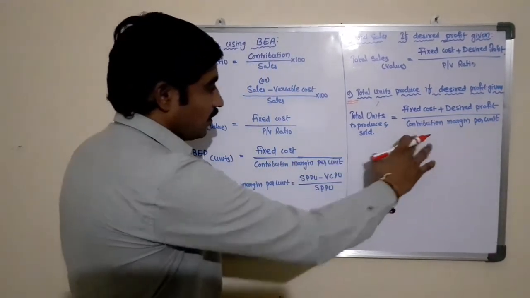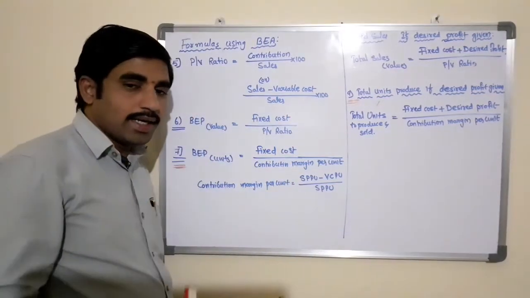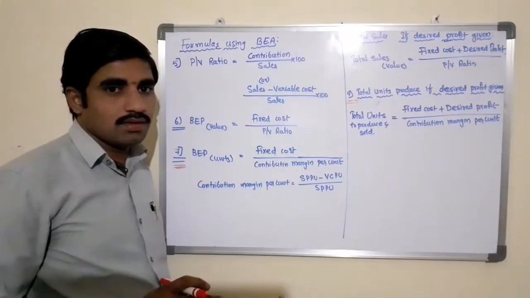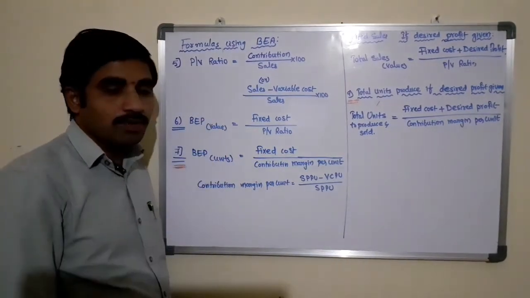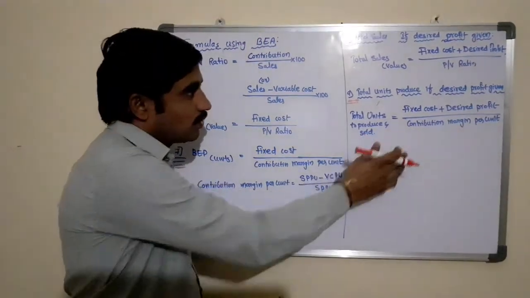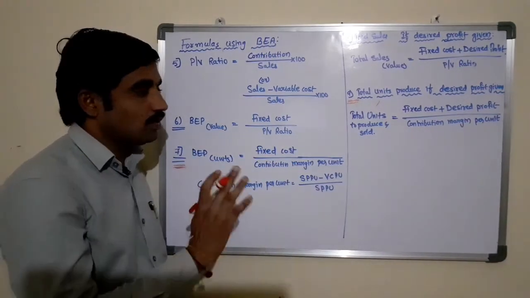What is the difference between these two? Only the desired profit. We are adding the desired profit to the fixed cost in both the cases, whereas we are not adding it in the break-even point in value and units. In case of the total sales, in units and value, we are adding the desired profit. That is the only difference.